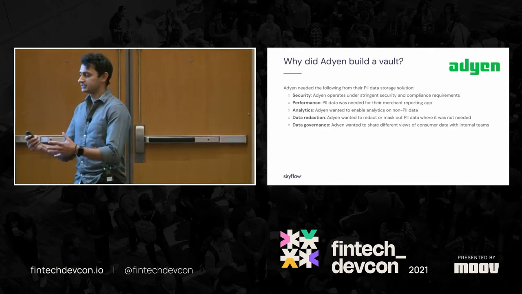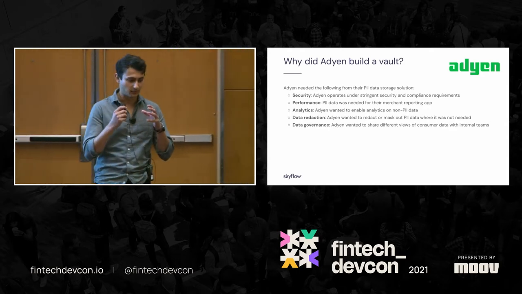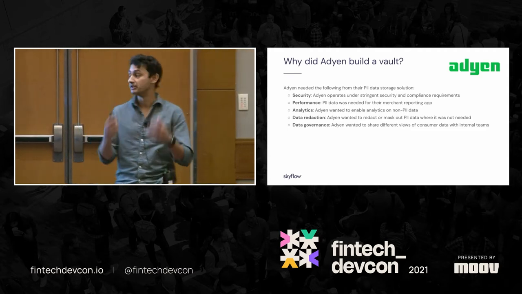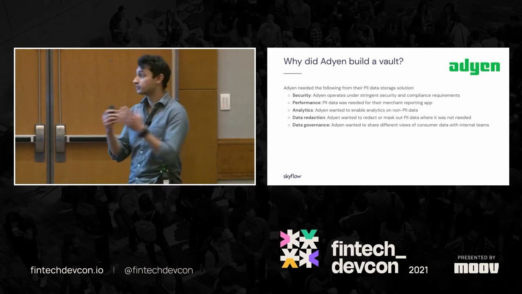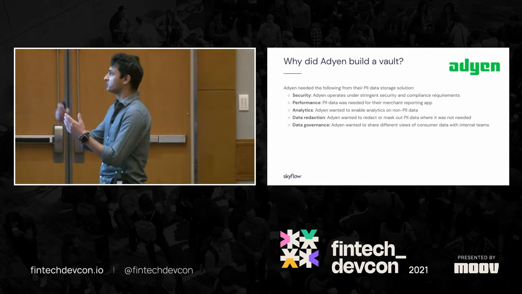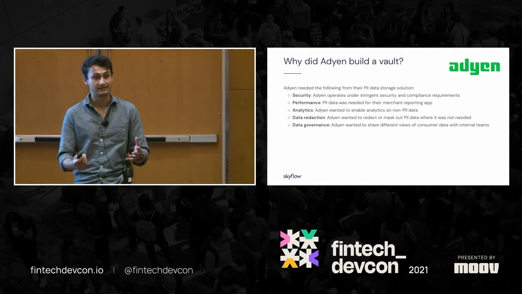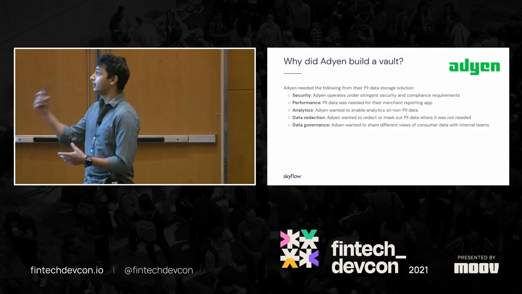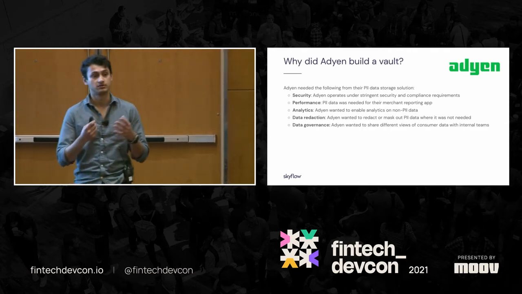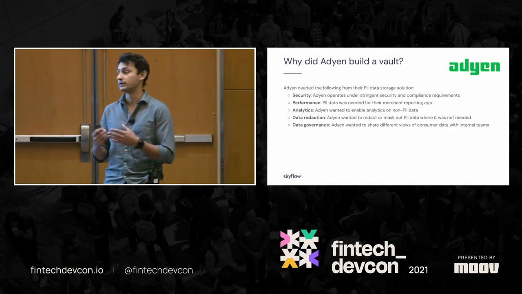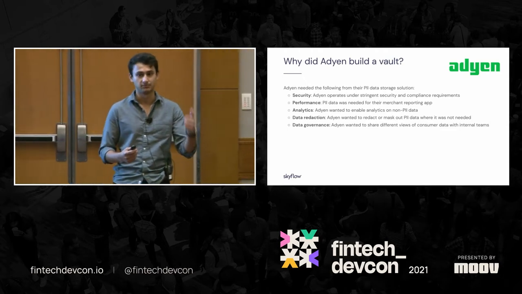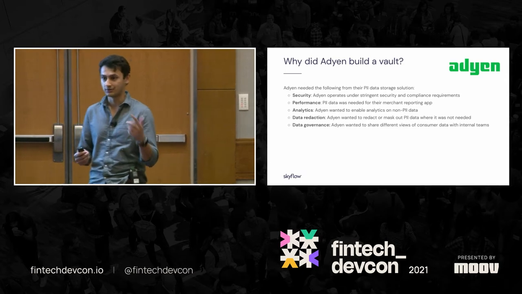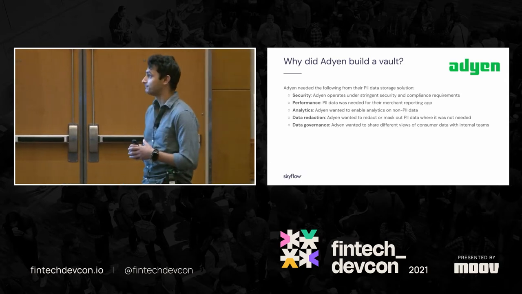But essentially, let's look at what the requirements were when they were building their PCI, PII data storage solution. So first, they needed security. Huge company operating in a regulated space internationally. Obviously, they have very stringent security and privacy requirements. So the first thing is, you want to make sure that you're doing everything in a compliant way, got your encryption, rotation, all that good stuff, right?